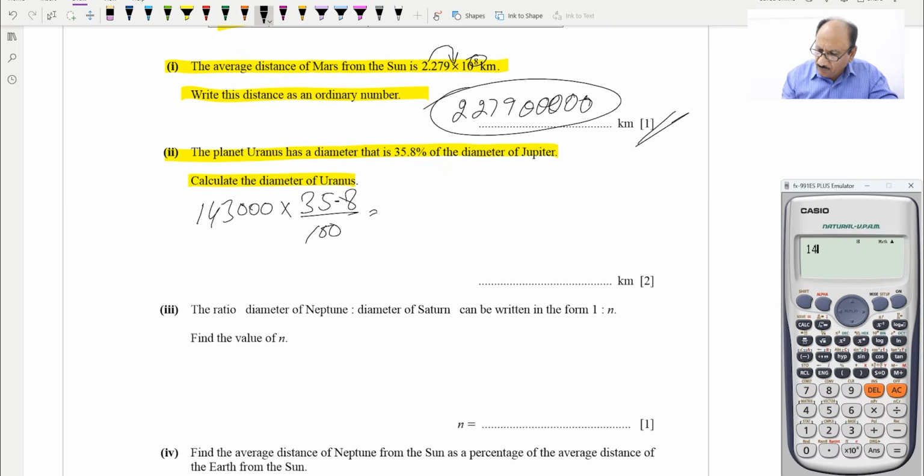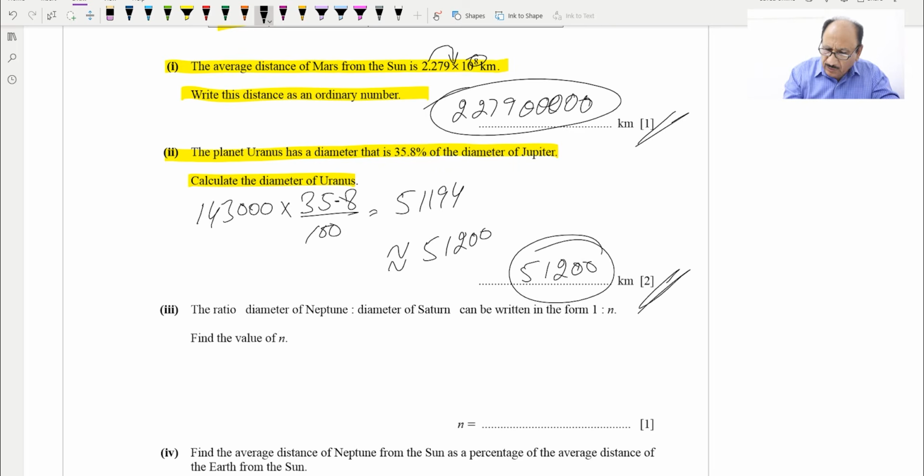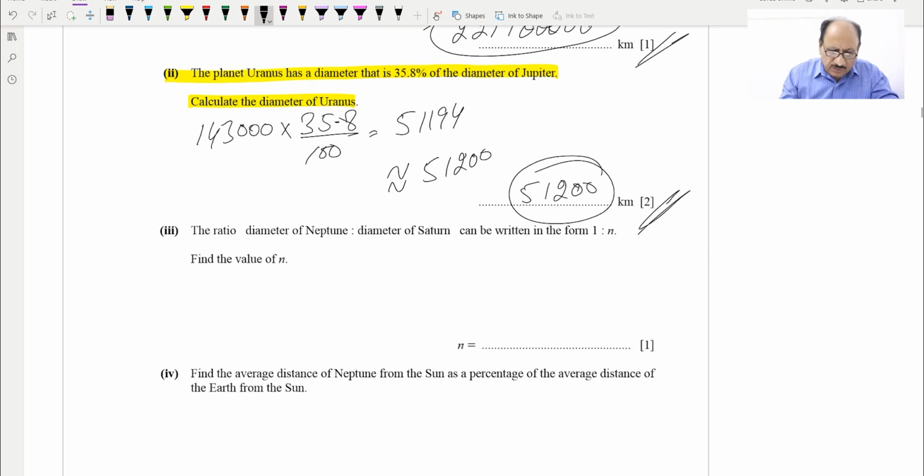So 143,000 multiplied by the fraction 35.8 over 100, and this will give us 51194, or we can round to 51200. So 51200 will be the answer in kilometers, and this is for 2 marks.